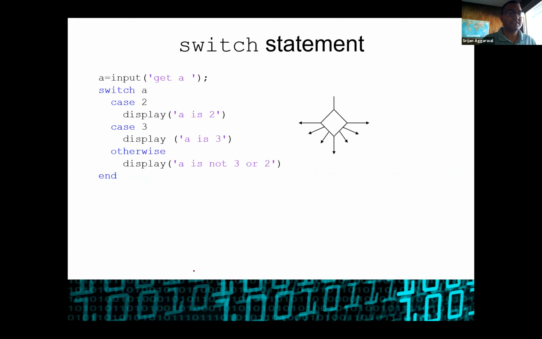Okay, switch statement. So A is equal to input get A. That's how you input, basically that's a cin. This class ends at 10:45, I know, but we'll just go for a couple minutes and then we'll stop. So A is equal to input get A, switch A, case 2. There's switch, and case 2 will do this, case 3 will do this, otherwise it will do this.